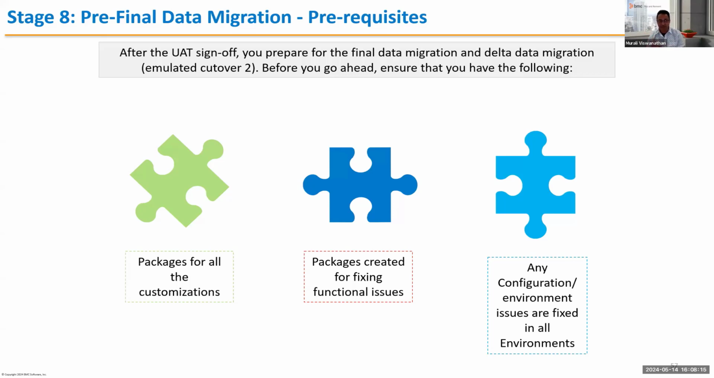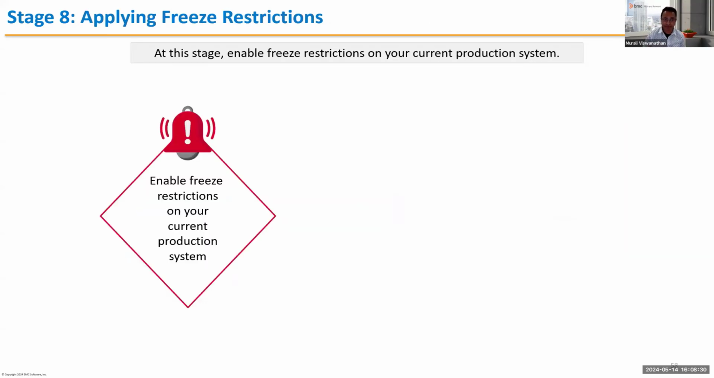So these three are prerequisites. If you don't have these three ready, don't go to the next stage. We stay in stage 7 till you get all this done, because this will give you a lot of advantage and make sure you have everything you need to go to the next stages, right?